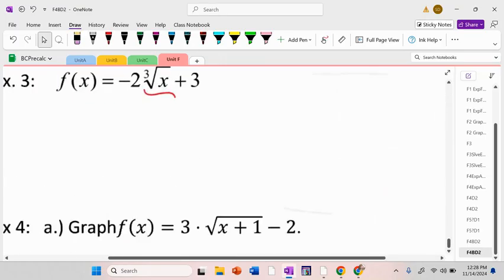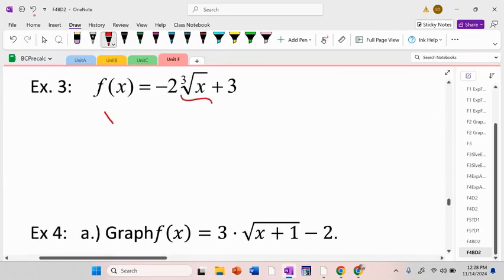Okay, and then switching x and y. Just simple math here. x equals -2 cube root y plus 3.